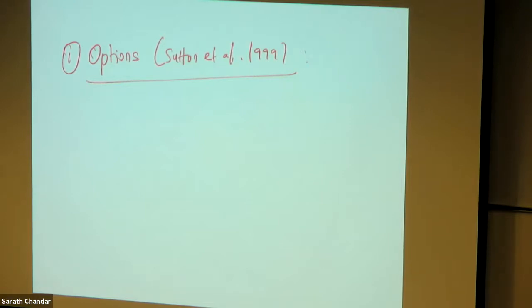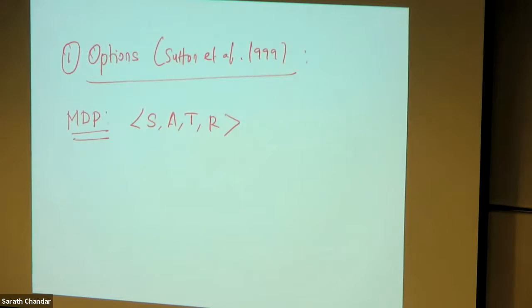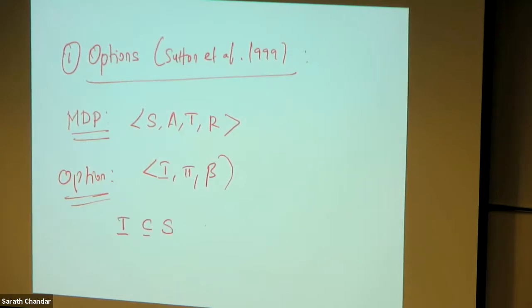Now, let's consider the original MDP. In the case of MDP, we had the notion of state, action, transition function, and reward. Right, an MDP can be represented by a set of states, set of actions, transition function, and reward function. Now an option can be represented as a triple, I, pi, and beta, where I is a subset of states. We are going to call this the initiation set.